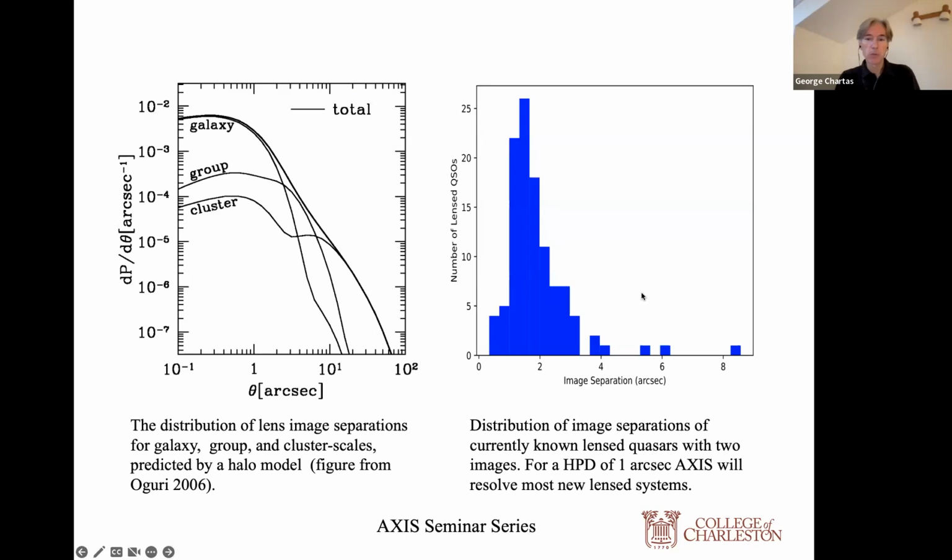All right, and quickly, just to show why we need AXIS, most of the lens quasars, you need a half power diameter of about 1 arc second to resolve most of the lens quasars that we currently know, and especially the ones that will be detected with Rubin. A half power diameter of 2 arc seconds will only get you 30%.